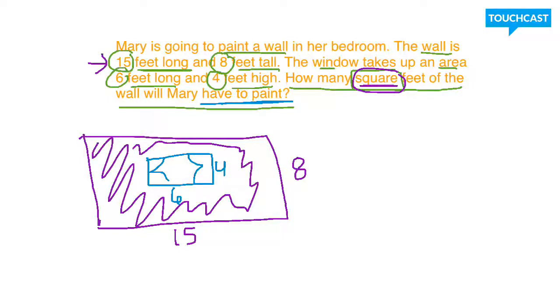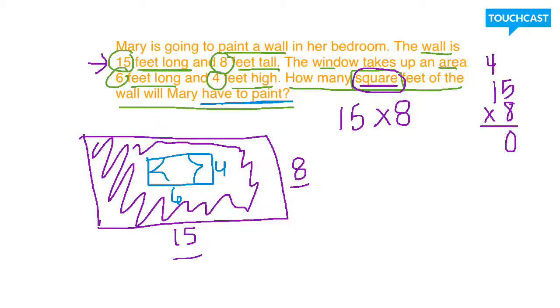Okay, so we can solve simpler problems to help us. So first, let's find the area of that entire wall, window and all. We would have to do the base times the height. So 15 times 8. And I like going up and down. 15 times 8. So I can think 5 times 8 is 40. And 8 times 1 is 8. Plus 4 more, 9, 10, 11, 12. 120. So the area of the entire wall is 120.